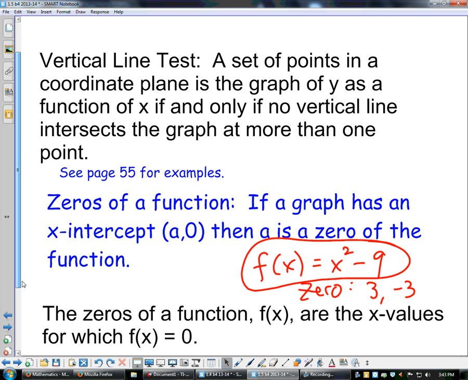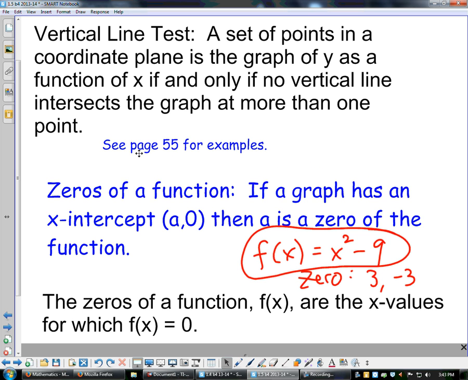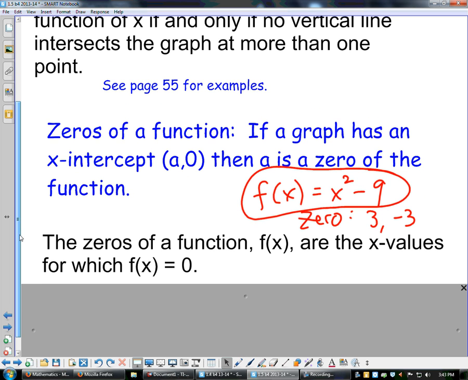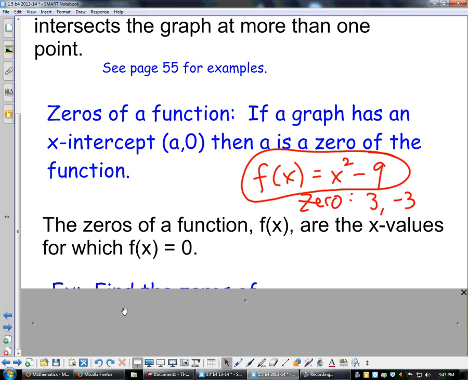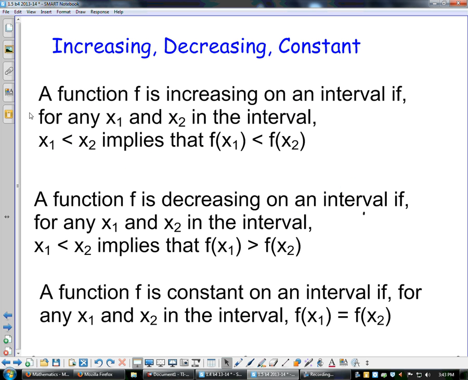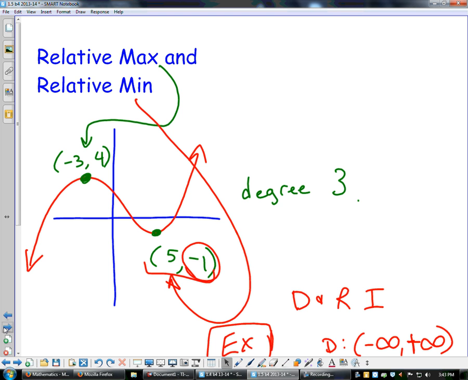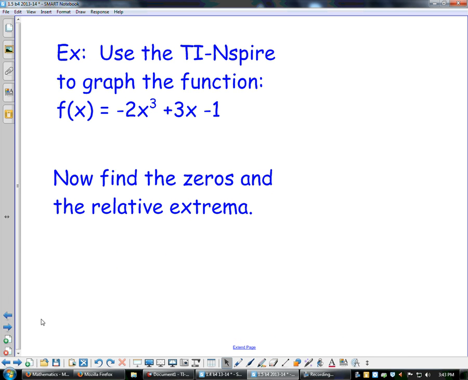We talked about the vertical line test as a way of determining whether a graph is the graph of a function or not. We talked about how to find the zeros of a function. All right. And we also talked about what it means for a function to be increasing, decreasing, or constant. And we talked about how to find relative max and min by looking at a graph. But I don't think that we talked about how to find relative extrema or zeros on the TI Inspire.